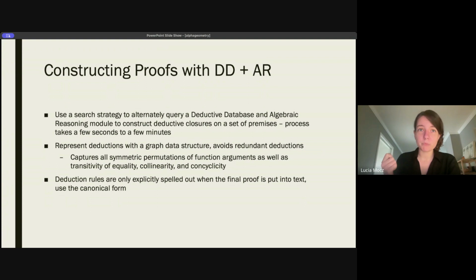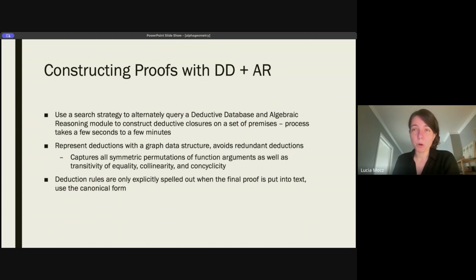Now, the way that Google DeepMind has been using it is by alternating between the two of them. So you construct the next step in the deductive closure first with the deductive database, then with the algebraic reasoning module, and so forth, and you alternate between them. Now, there are a couple of details on this slide about the presentation of the data. We're going to get much more into that.